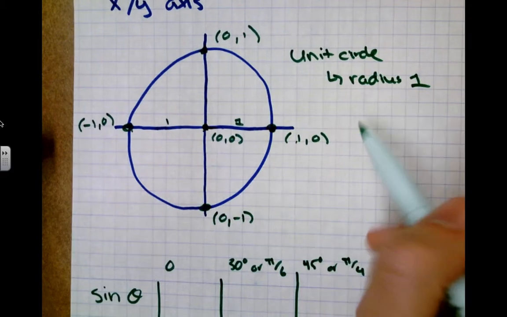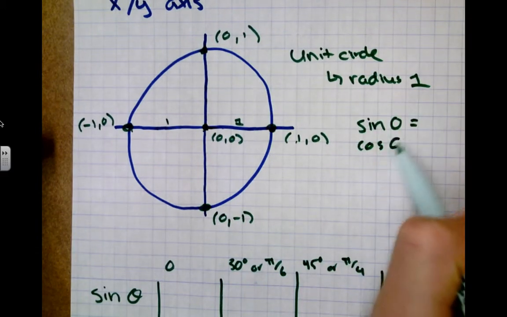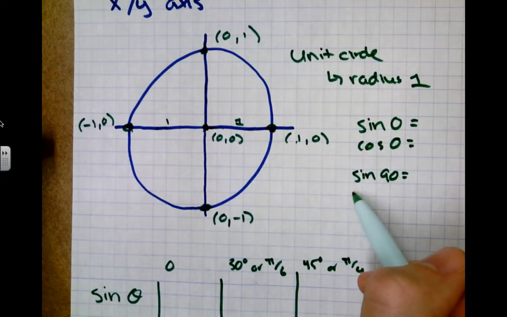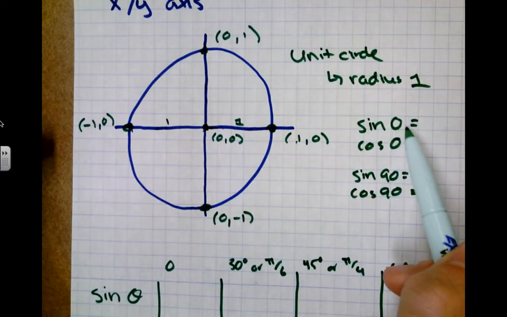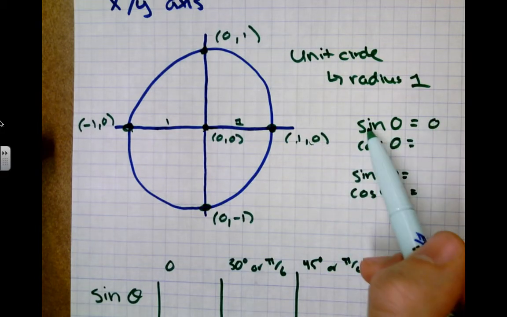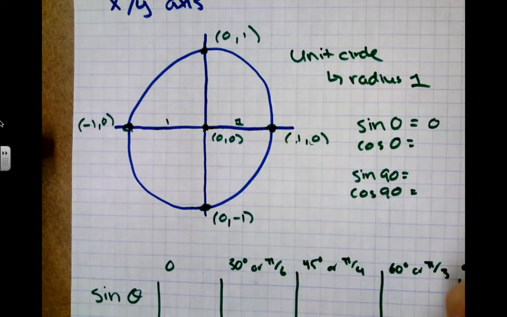So if I were to go through and find my sine and my cosine values for all of these, I'm just going to use the x and the y coordinates that I had seen before. So for example, sine of 0, sine relates to y. So my y value here is going to end up being 0. So my sine of 0 is going to be 0. Cosine of 0 is going to be the x coordinate. It's just 1.